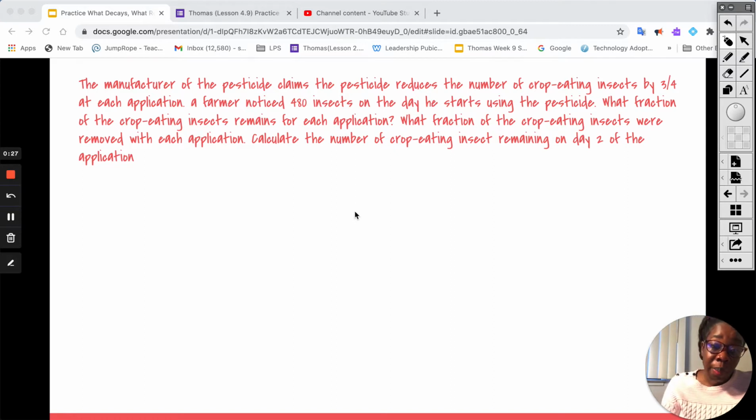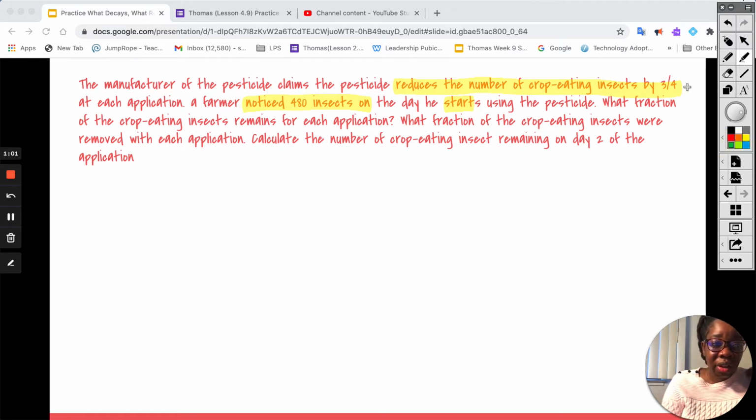Calculate the number of crop-eating insects remaining on day 2 of the application. So let's get into this. As usual, we start by annotating. So what do we know from the information that is given in the problem? Well, we know that the pesticide reduces the number of insects by 3/4. So that's a decay factor. And he noticed 480 insects when he starts using the application.